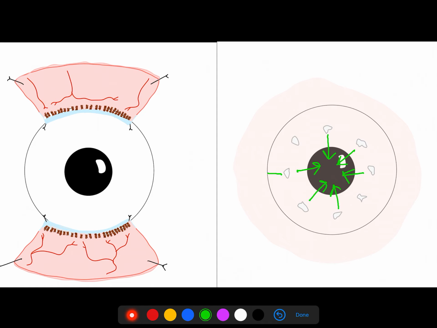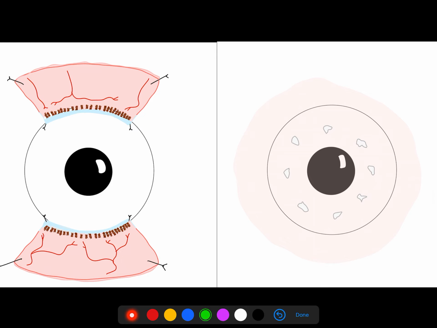So if there is epithelium growing in this direction, there is also epithelium growing in this direction. So any random point on the cornea, whether it is over here or over here, has the same chance of healing at any given point in time. Now this is also very, very critical to the understanding of how SLET works.